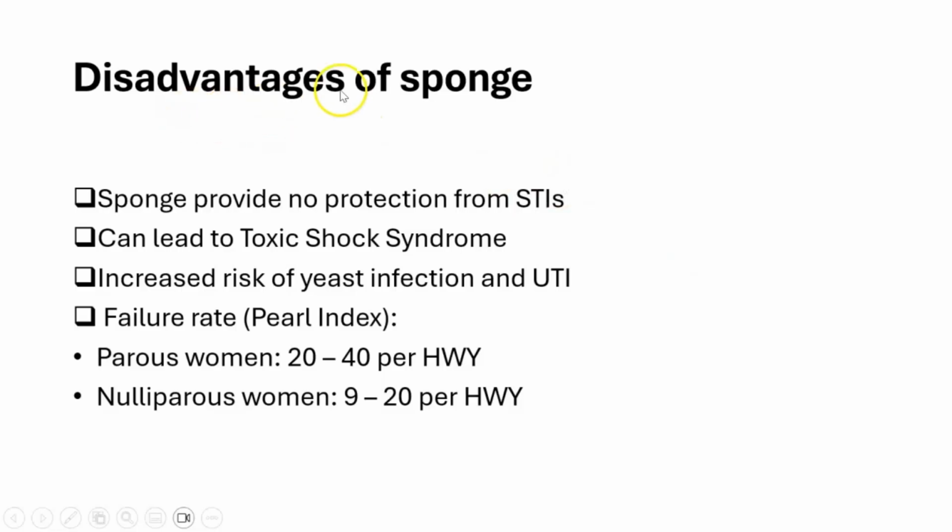There are various disadvantages of the sponge: it can lead to toxic shock syndrome if it remains in situ for a longer duration of hours. It does not provide protection from the various sexually transmitted infections. There is increased risk of yeast infection and UTIs, and the failure rate varies in nulliparous and parous women. In nulliparous women we have 9 to 20 per 100 women years, and in parous women there is increased risk of failure and it ranges from 20 to 40 per 100 women years.